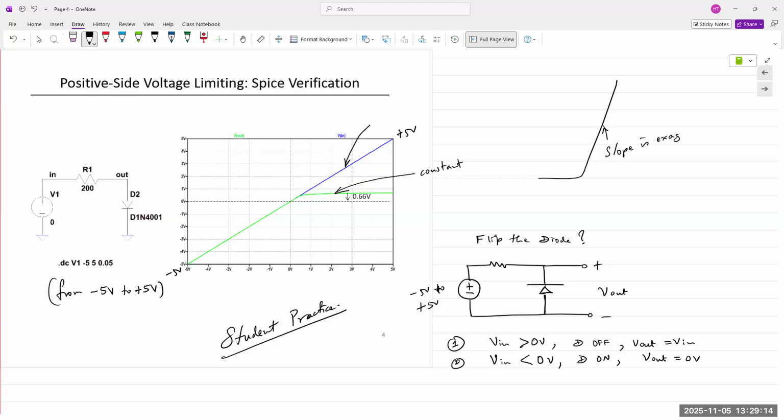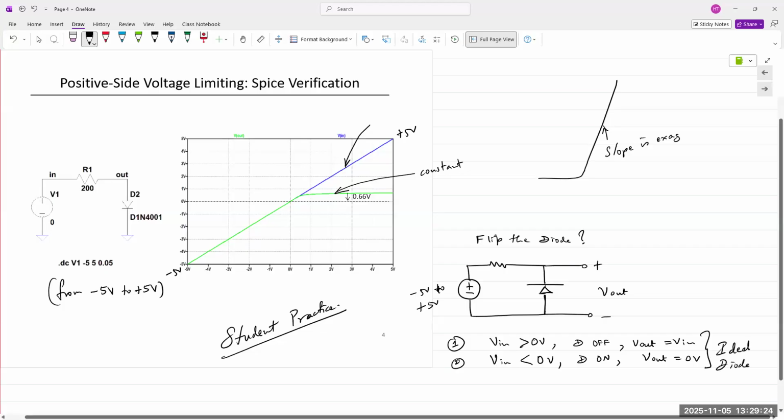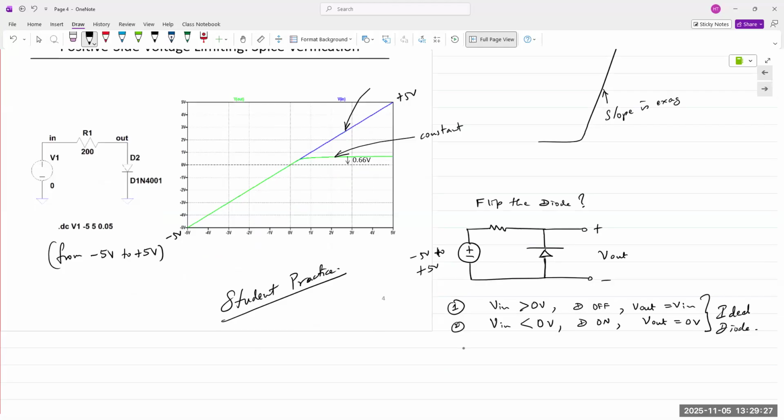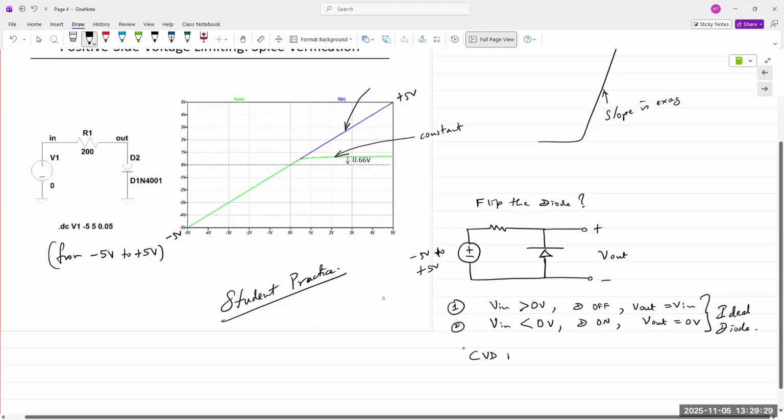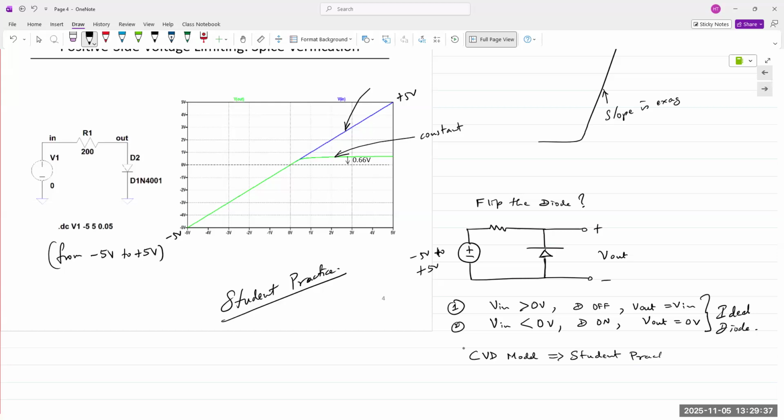Does that answer your question? Okay. So of course, this is with the ideal diode model. The CVD model is exactly the same thing, except it requires now minus 0.7 volts in the negative direction.